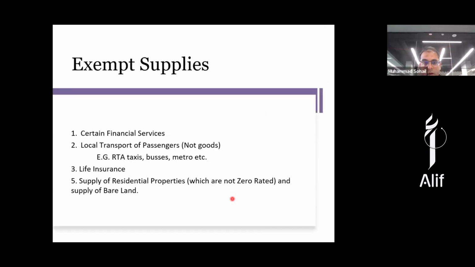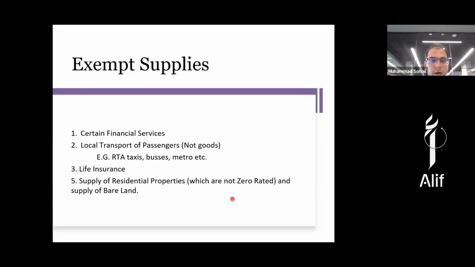Exempt supplies. On these, you can neither charge output tax nor claim input tax. This includes certain financial services and local transport of passengers, not goods. For example, you are taking a taxi, an RTA taxi, or a bus, or you're going on the metro. These are all exempt, and there will be no output tax or input tax on these.